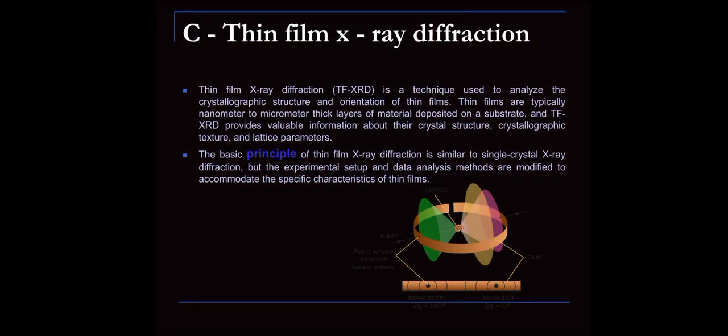C, thin film X-ray diffraction. Thin film X-ray diffraction is a technique used to analyze the crystallographic structure and orientation of thin films. Thin films are typically nanometer to micrometer thick layers of material deposited on a substrate, and TFXRD provides valuable information about their crystal structure, crystallography, texture, and lattice parameters.